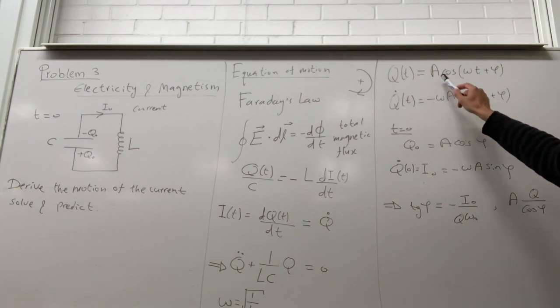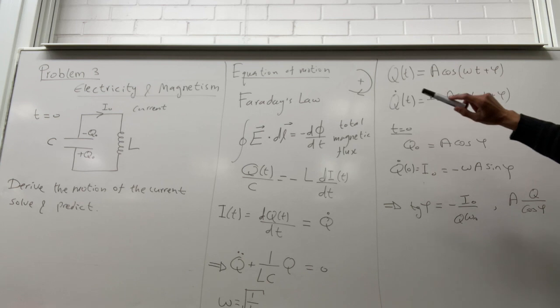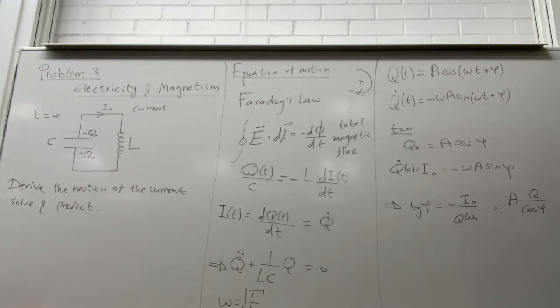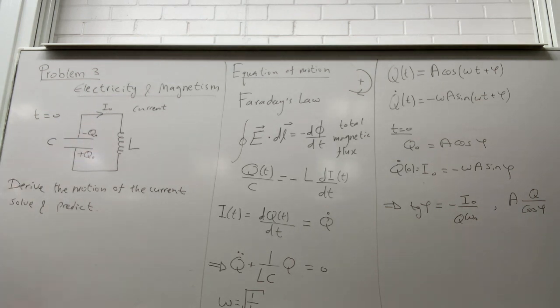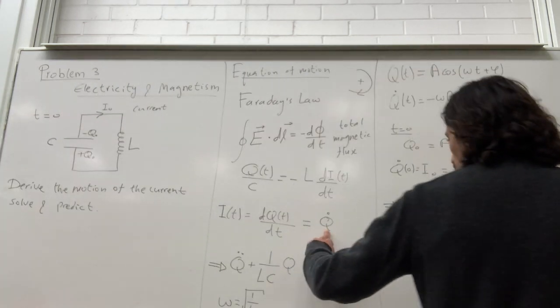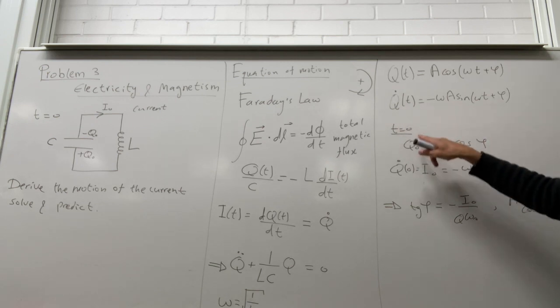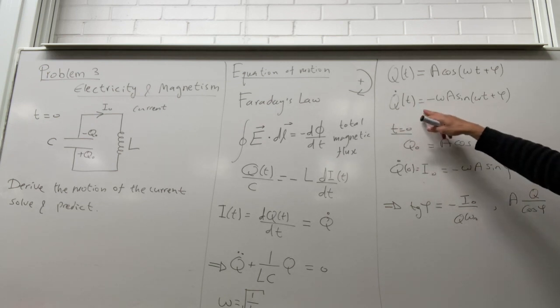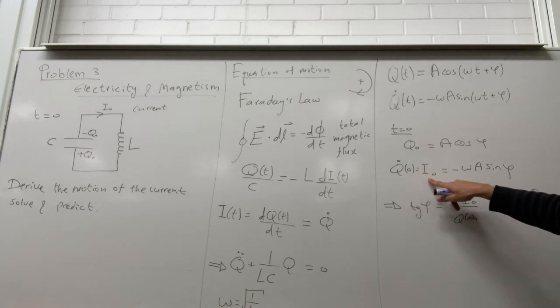So in this case, we would have A cosine omega t plus phi for Q. We want to find the amplitude, we want to find the phase, just as before. We know that the current in the initial conditions was I0, so I at t equals 0 equals I0. In other words, Q dot at t equals 0 would be I0. So you can take the derivative here, and you know that at t equals 0, that would give you I0, right? So Q dot at 0 would give you I0.